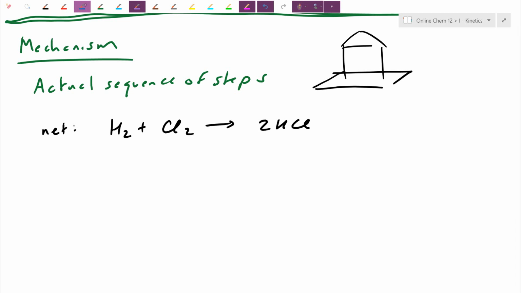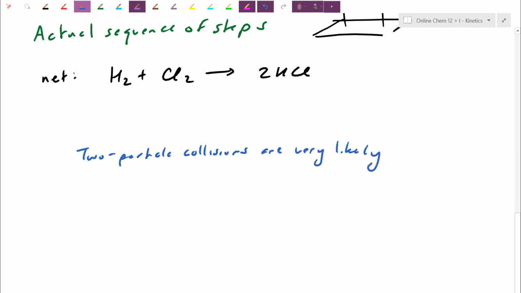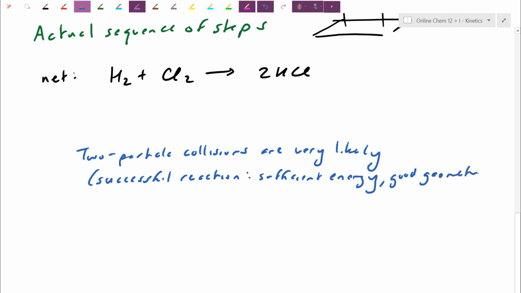So just as we start off here, this one is not likely to take many steps, because this is referred to as a 2-particle collision. 2-particle collisions are very likely. Remember, for a successful collision, that's always what we're after for a reaction to occur, we needed 2 features. We needed to have sufficient energy. We needed to overcome that energy barrier, and we needed to have good geometry, a favorable angle of hit.